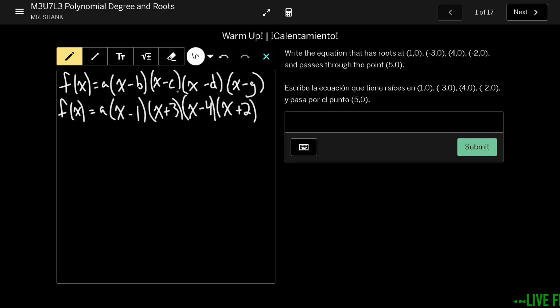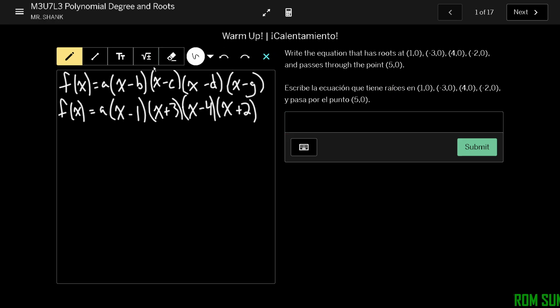So now, excuse me, fighting off a cough here. We can say, all right, well, these are most of our equation. We have everything in the equation we need except for that leading coefficient. So we have 95% of our equation just by plugging in those x-intercepts.